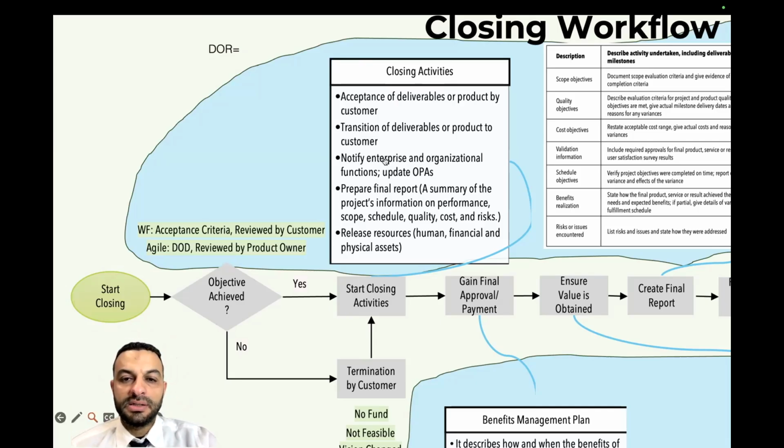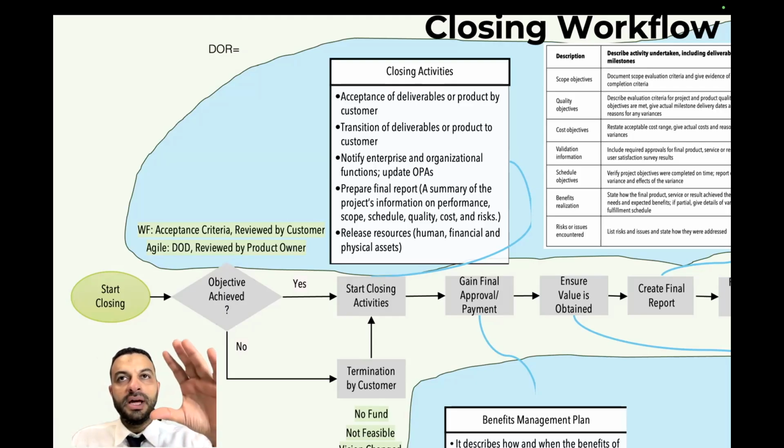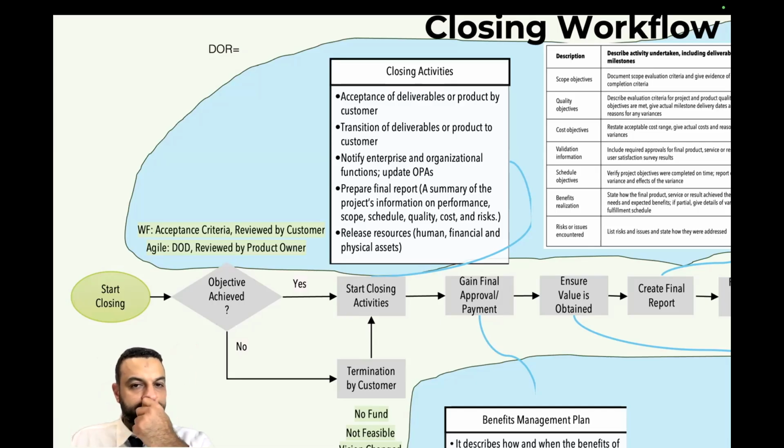Also notifying the enterprise, your organization, and the organizational functions, and updating the lessons learned in the OPA, organizational process assets. You can think of this as the cupboard of your company. The EEF is the culture of the company, and the OPA is the place where you put all the lessons learned, all the historical data, everything from the previous projects. Prepare the final report, release the resources. These are the major closing activities you do.